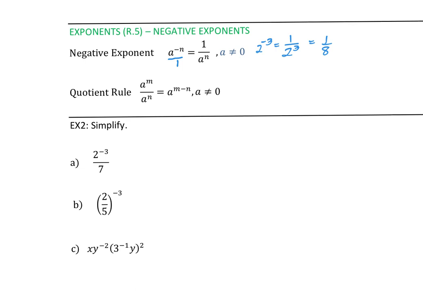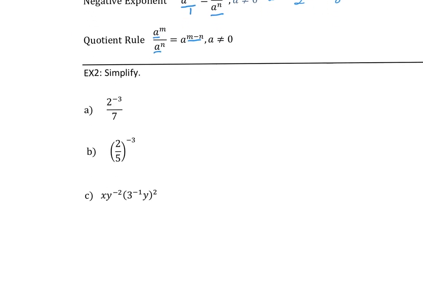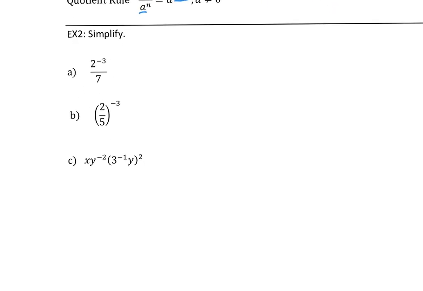So again, flip, exponent becomes positive, but then if it's positive and you flip, then you make it negative. So anytime you flip, exponent will change from negative to positive. And then we have our next rule, which is a quotient rule. Whenever you have the same base and a fraction in the numerator and denominator, you would just subtract the upper exponent minus the lower exponent. And this is assuming that the denominator is not 0. So we'll use those properties.